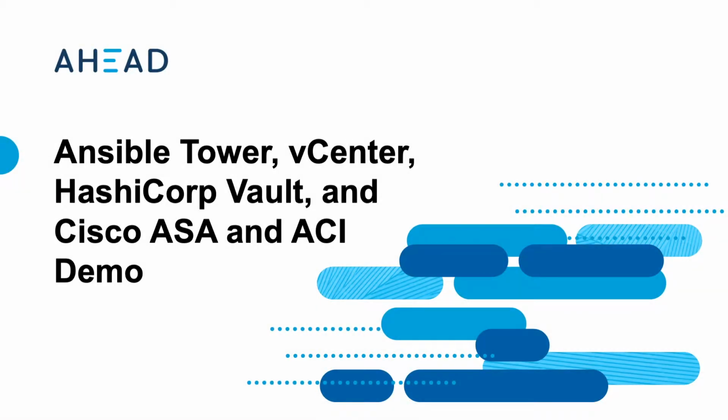Good afternoon. In this video, I'm going to demonstrate an integration of Ansible Tower, HashiCorp Vault, the Vault Agent, vCenter, Cisco ASA, and Cisco ACI devices. So what are the prerequisites for setting this up the way we did it?